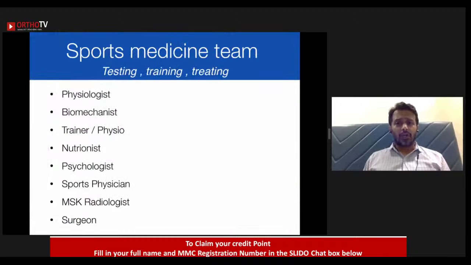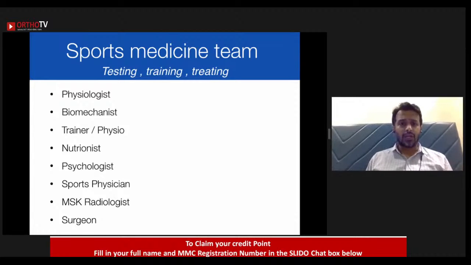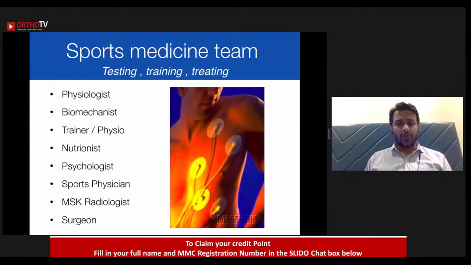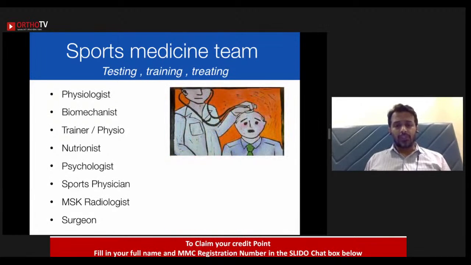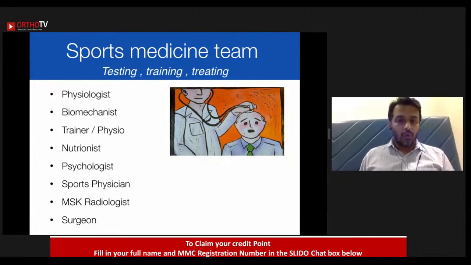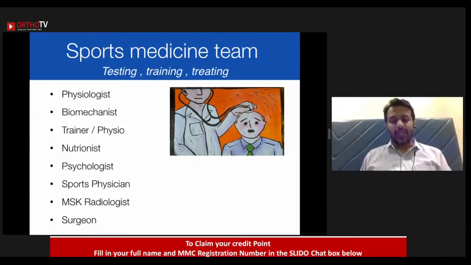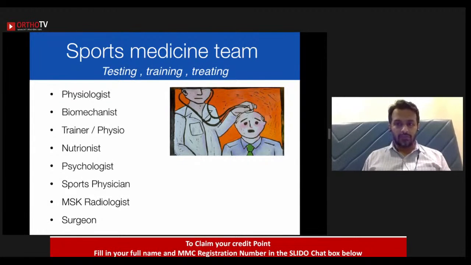So it's important that you have a good sports medicine team, like Milind Pimprikar just emphasized. You need a good physiologist, a good biomechanist, trainer, physio, nutritionist, a good psychologist, sports physician, and musculoskeletal radiologist, as we're going to have Bhuvan talk subsequently with us. And lastly, the role of the surgeon is a little small in this sports medicine team.